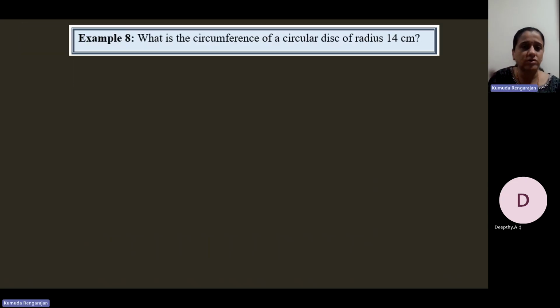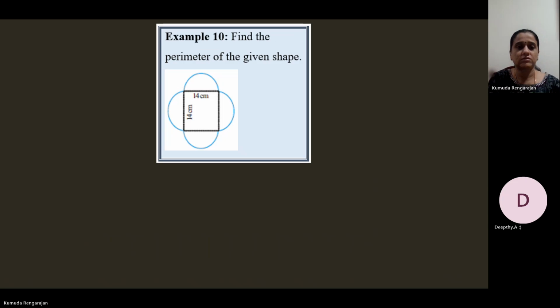Let's discuss some important ones. Yeah, let's just discuss this one. Find the perimeter of the given shape. Okay. So remember, perimeter is always the length of the boundary.